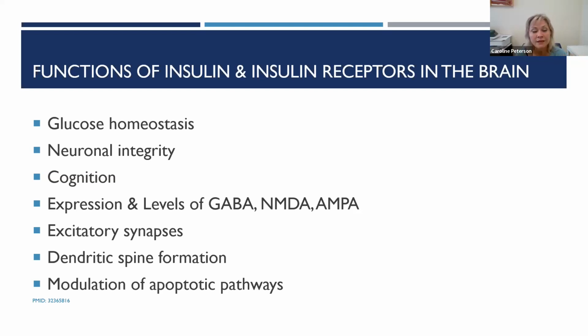So that's the glutamate, that's the acetylcholine. The insulin receptors help with the dendritic spine formation, and also, again, the apoptotic pathway. So breaking down, taking away of cellular debris.